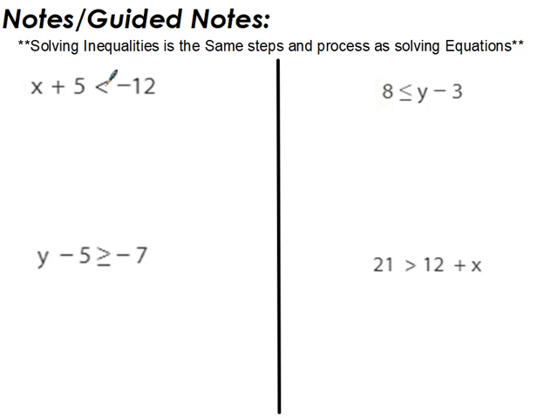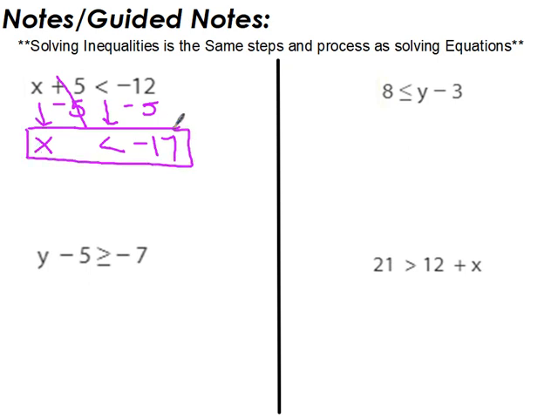So I'm looking here and I have x plus 5. The opposite of plus 5 is minus 5. And whatever I do on one side of the inequality symbol, I have to do on the other side of the inequality symbol. Those cancel. I bring down my x. Super important that we bring down that symbol. And negative 12 minus 5 is negative 17. There's my solution.